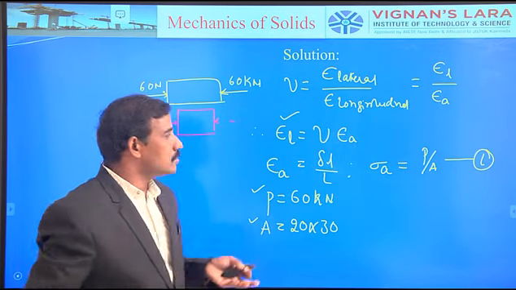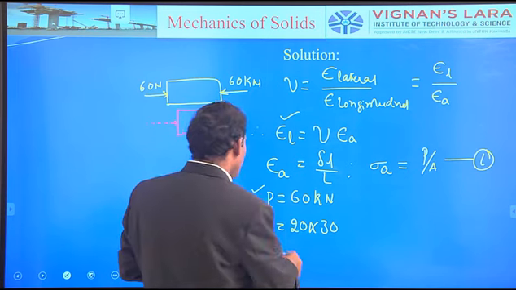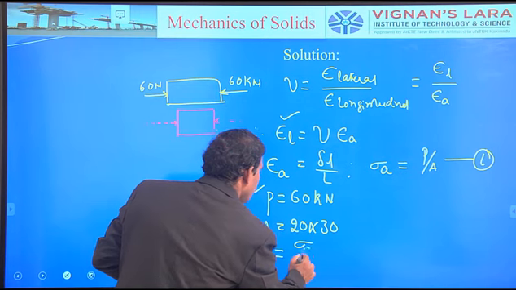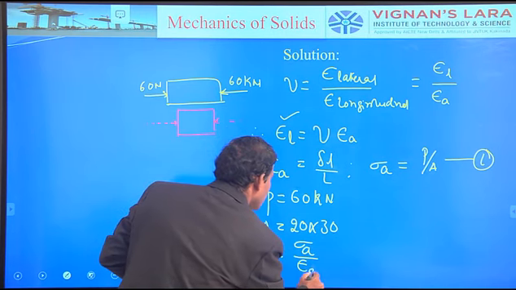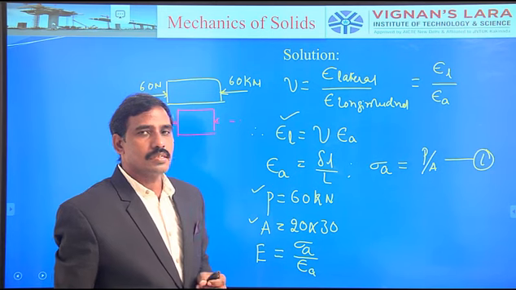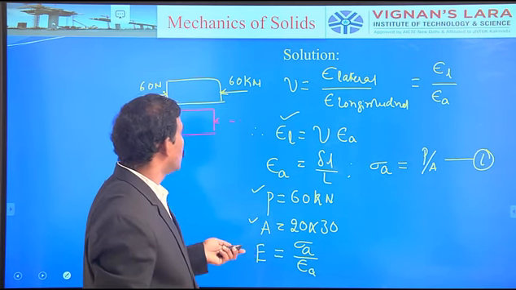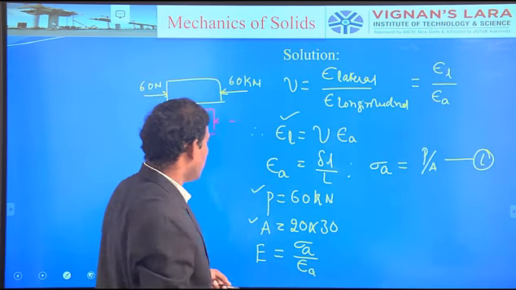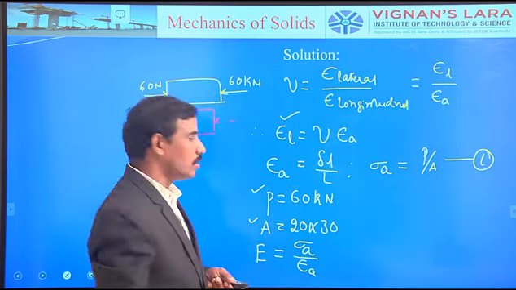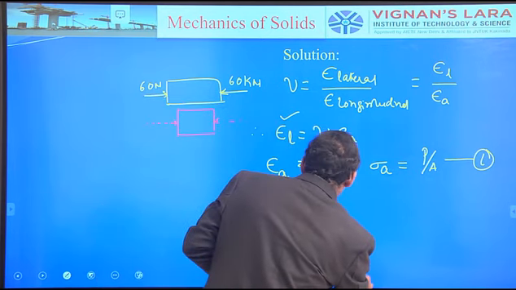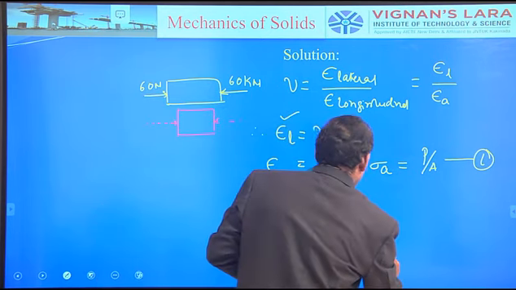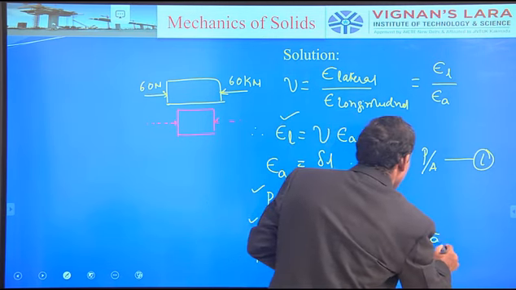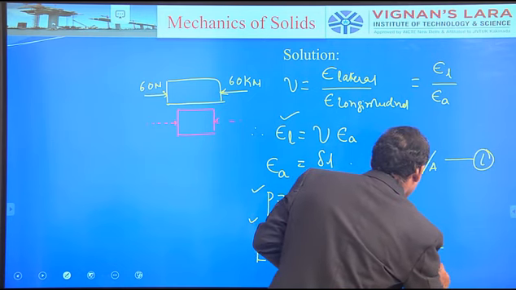What is the use of calculating sigma A? Again we know the relation: Young's modulus E is equal to stress by strain. The Young's modulus is already given, equal to 102 kilonewtons per mm square, and sigma A is also known. From this equation number 2, you can calculate the strain: epsilon A is equal to stress by Young's modulus E.